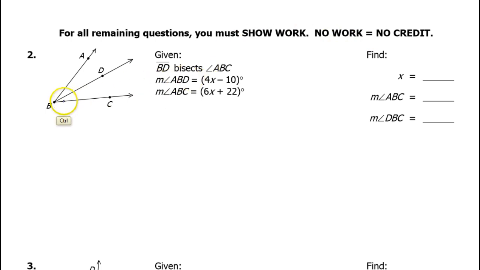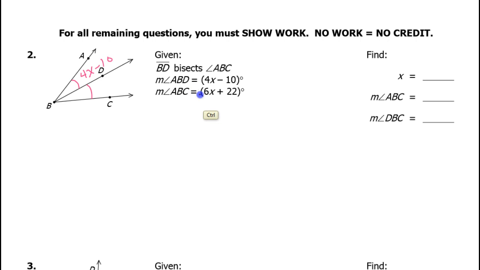Okay, so BD is a bisector of angle ABC. So that means that since the larger angle is being cut exactly in half, then these two smaller angles must be equal to each other. So let's see what we have. They are telling us that angle ABD is 4x minus 10. Okay, so ABD is the top half. So this is 4x minus 10.